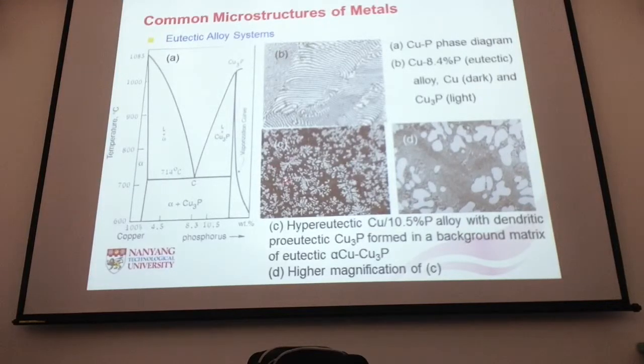If we enlarge some area here, we can see image D. There is also a laminar phase in the background. It's the dark-light laminar image. It's the eutectic phase.